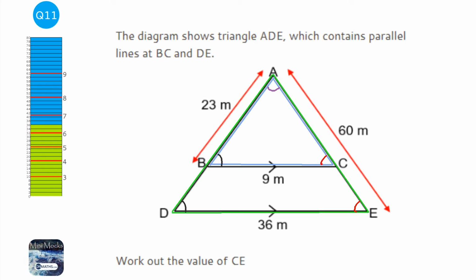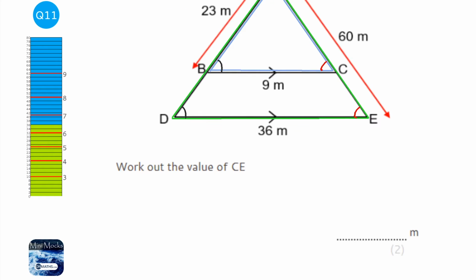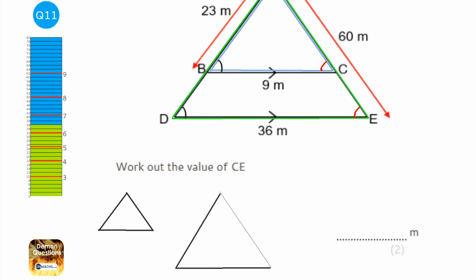And mathematically similar means all the angles are the same, but we've just multiplied all the lengths by something to get to the new triangle. So, important first step of this is to draw out the two triangles. Okay, and I'm just going to sketch them out roughly. So a small one, and we've got the big one. And then copy the length. So this is going to be 23, this is going to be 9, this is going to be 36 at the bottom here, and this one's going to be 60.